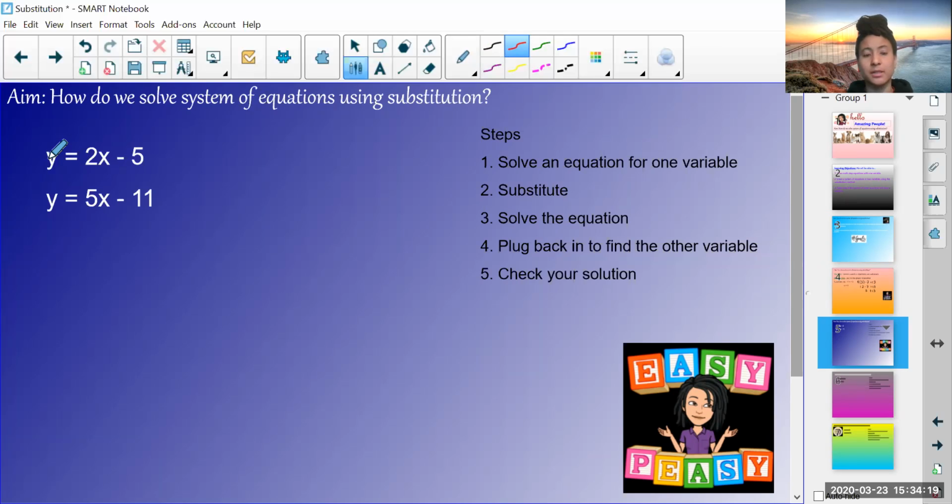So the first one says y is equal to 2x minus 5. I want to use what y is here and plug it into this y. So what does that look like? It's going to say 2x minus 5 equal to 5x minus 11. Now we have created one equation with one variable. In this case, it's x. Do we always have to solve for y? No, all right? Now we want to just solve for the equation.